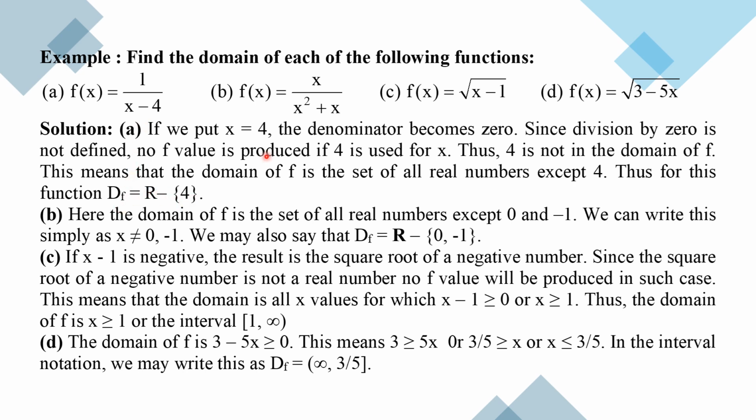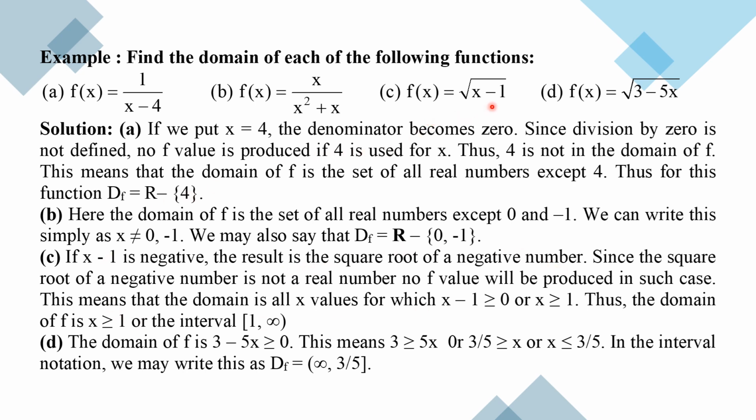Now observe this example, f of x equals 1 over x squared plus x. So we find the domain of this function. Here the domain of f is the set of all real numbers except 0 and minus 1. If you put 0, then you will have 0 in the denominator. If you apply minus 1, then minus 1 plus 1 gives 1 over 0. So those two numbers we subtract from the real numbers, and that is called the domain of f.